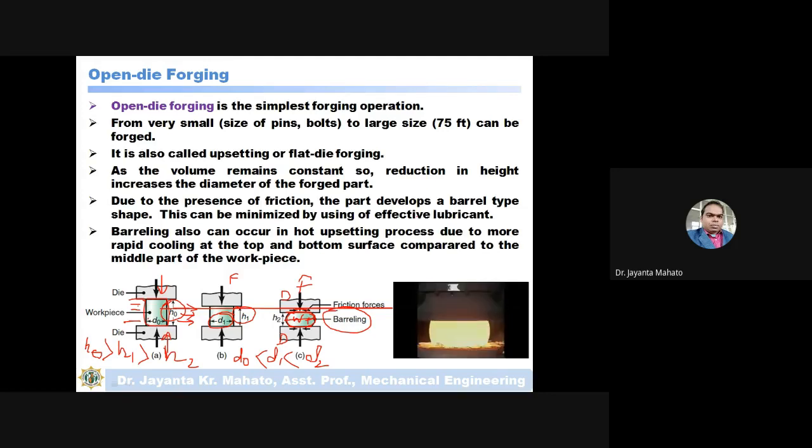This barreling occurs due to the friction between this workpiece and the die parts, the upper and lower die parts. So how can you minimize this barreling? This barreling formation can be minimized by minimizing this friction, and this friction can be minimized by the application of lubricant.